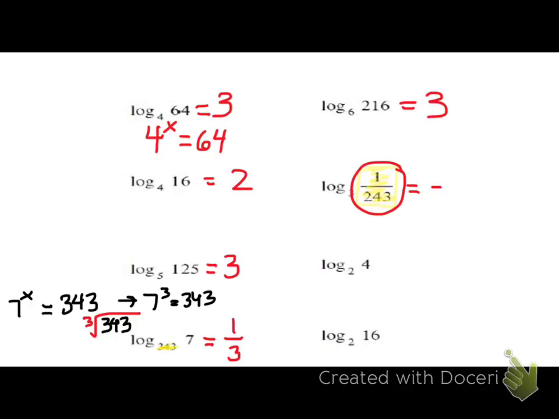So you can use your calculators. 3 times itself, how many times is 243? 5. So it's 5, but it's negative because that's how you get the fraction. If you need practice with that, go back and review negative exponents on Khan Academy, or look at the worksheets that we did.